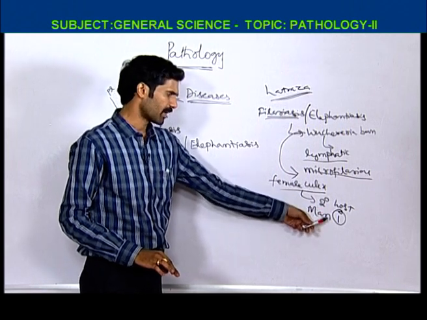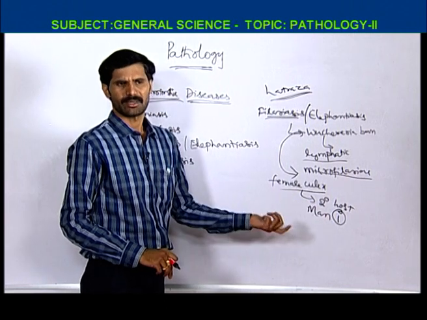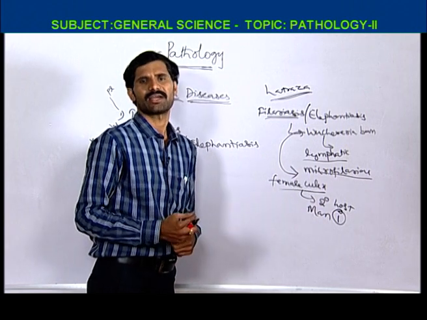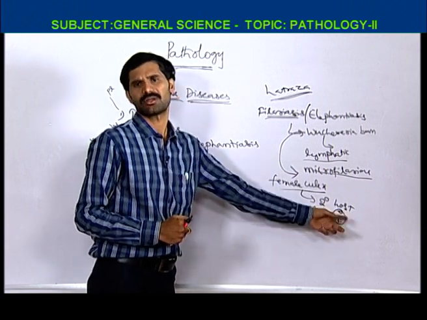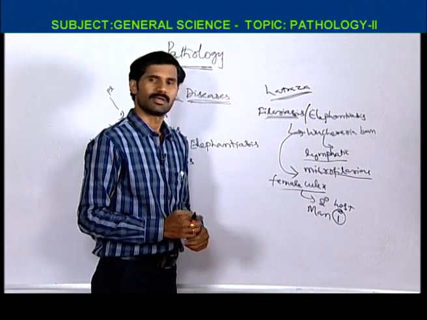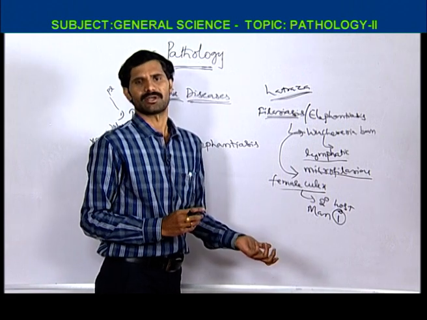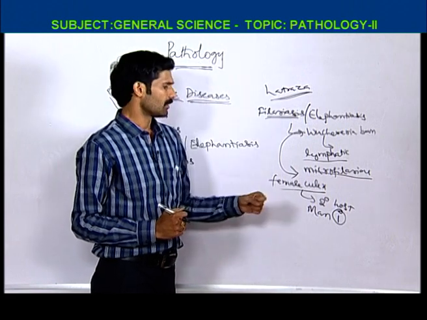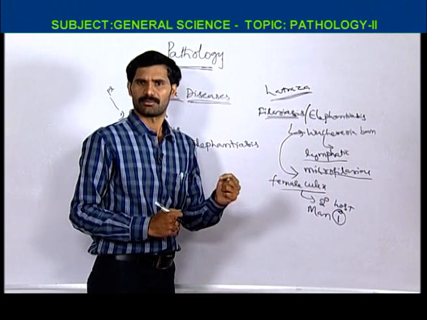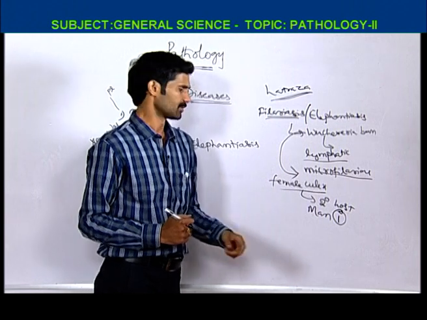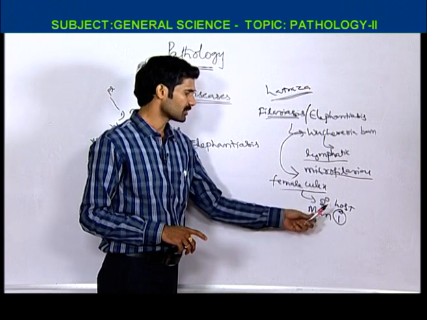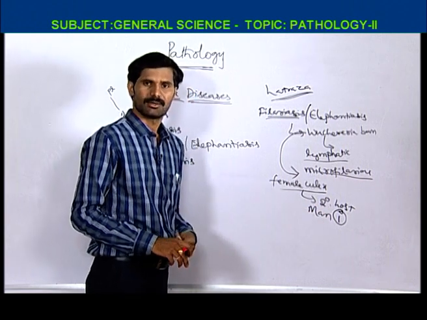What is meant by primary host? What is meant by secondary host? Primary host means the host in which parasites undergo sexual reproduction, and secondary host means the host in which the parasite undergoes asexual reproduction. For malaria or Plasmodium vivax, man is the secondary host. Female Anopheles mosquito is the primary host. But for Wuchereria bancrofti, female Culex mosquito is the secondary host, man is the primary host.